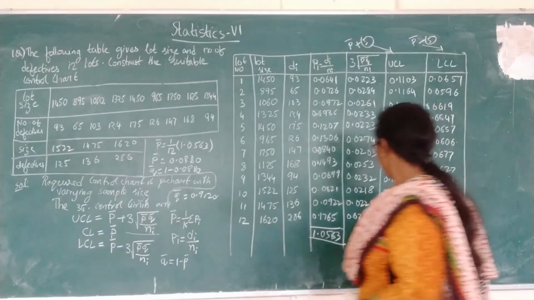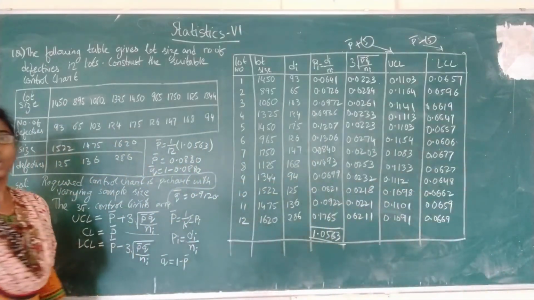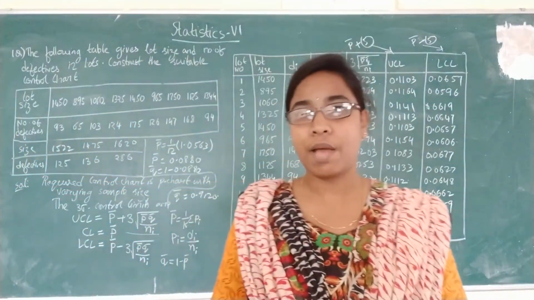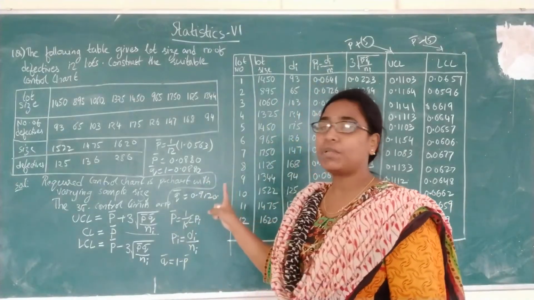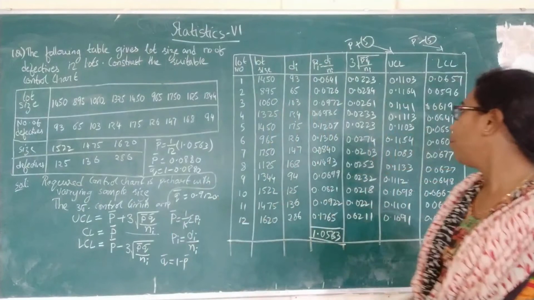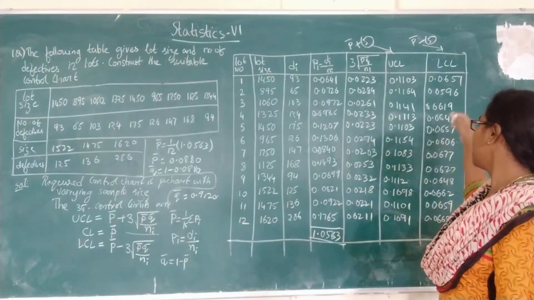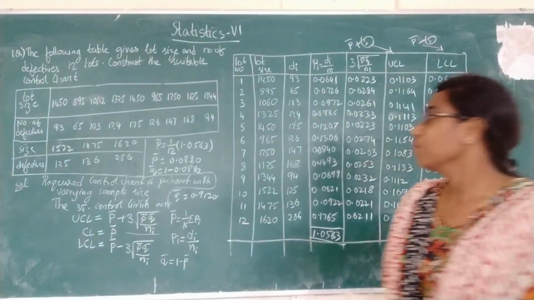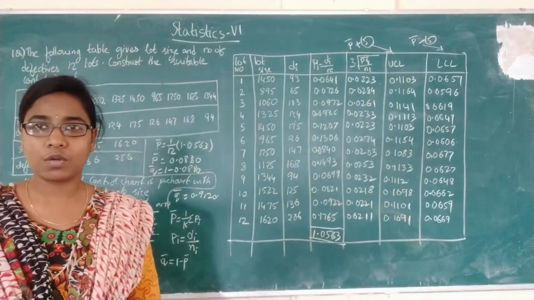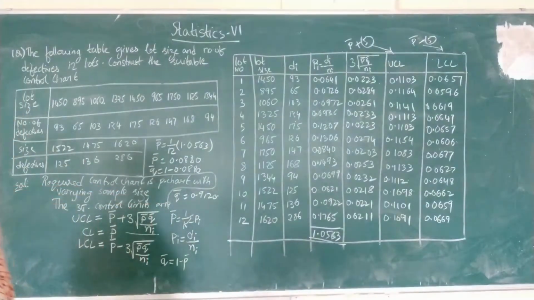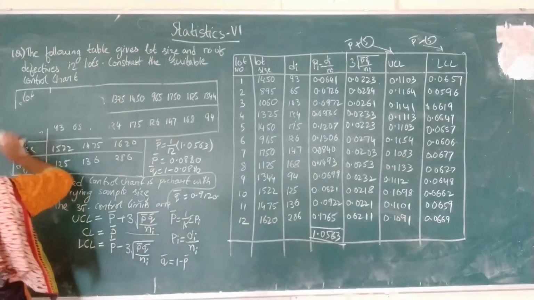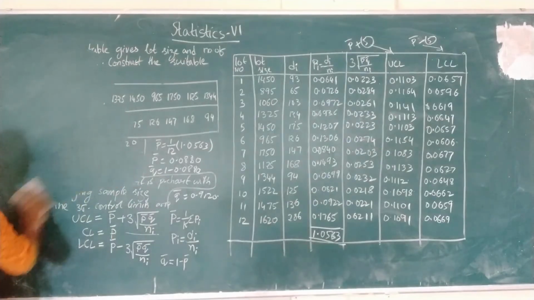Now what do we have to do? We have to draw a graph, right? How do you draw a graph? On the x-axis you will take the sample number, that is, a total of 12 samples, so you will take 12 numbers, and on the y-axis you will take the proportions, that is the Pi values and the UCL and LCL values. Here all are point values, so the scale on the y-axis should also be taken in points itself. So we will draw the graph now for the P chart with varying sample size.